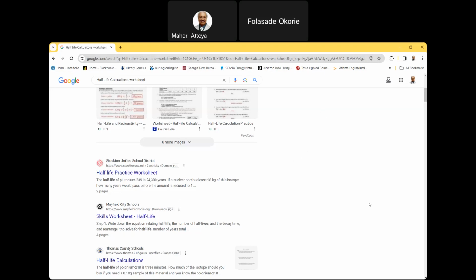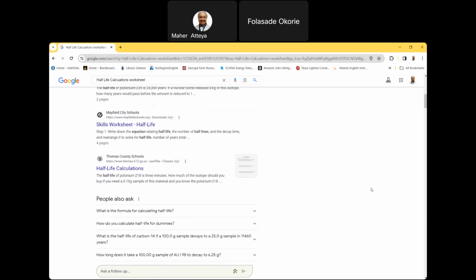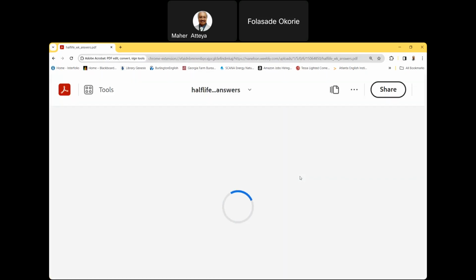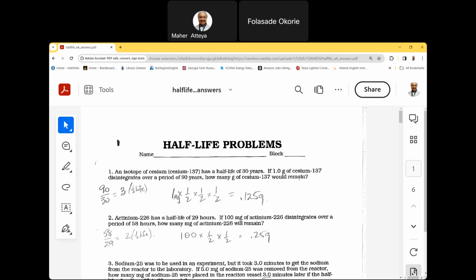The half-life problem, the Weebly one. That will be easy, that's the way they solve it. But I wanted to solve it the way I showed you, with the formula. I don't like taking half, half, half, half. I would like to see the calculation we did. If you can remember the formula, I'll remind you with the formula.